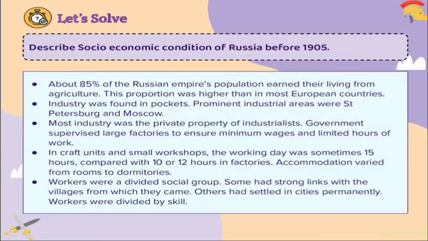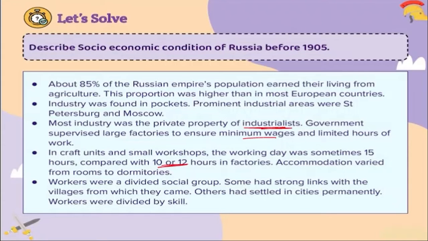Industry was the private property of industrialists, and the government supervised large factories to ensure minimum wages, proper wages, and appropriate working hours. In small workshops and craft units, where handicrafts were made, they could keep it at 15 hours. But in factories, there should be only 10 to 12 hours. Accommodation varied from rooms to dormitories.